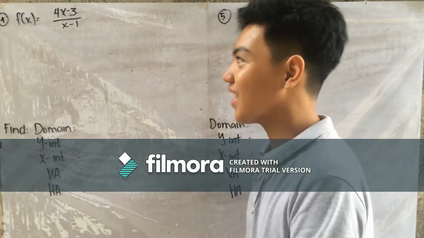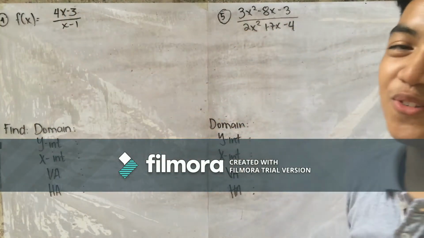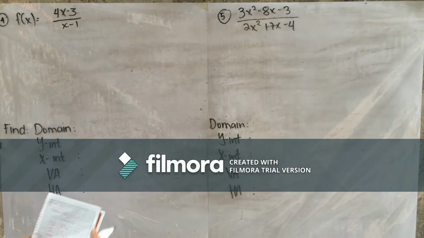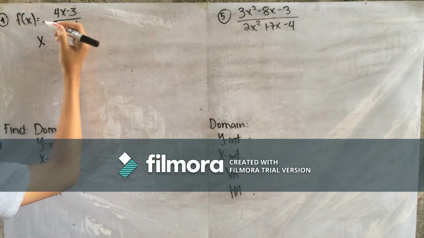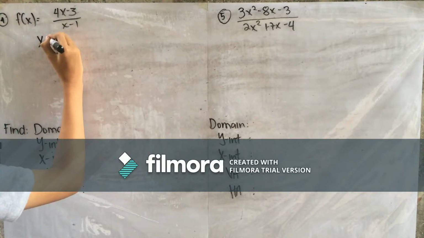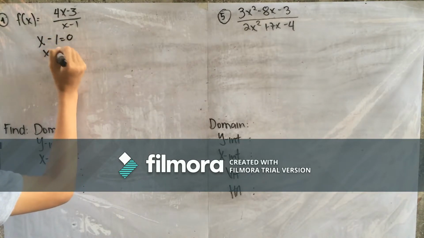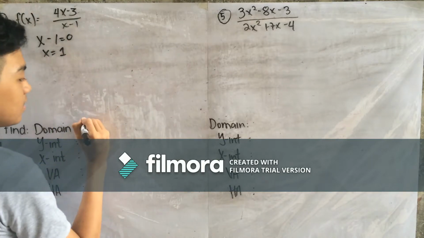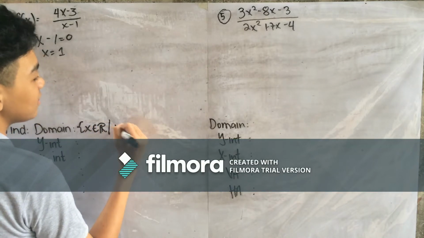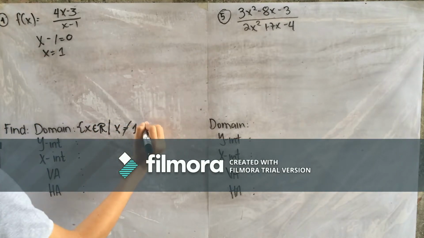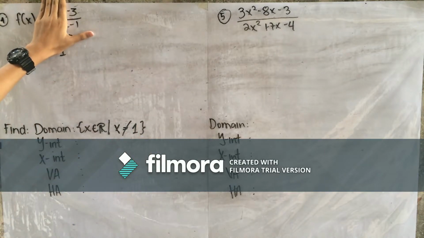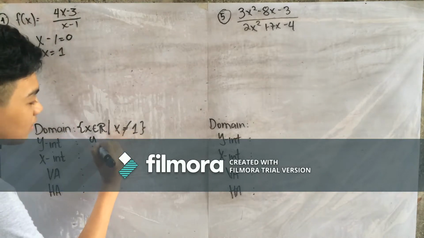So, fourth example, f of x equals 4x minus 3 all over x minus 1. To find the domain, we equate the denominator to 0, x minus 1 equals 0. So the domain is x is the set of all real numbers such that x is not equal to 1. Then, y-intercept, using the cover-up method, negative 3 divided by negative 1 is 3. So, y-intercept is equal to 3.